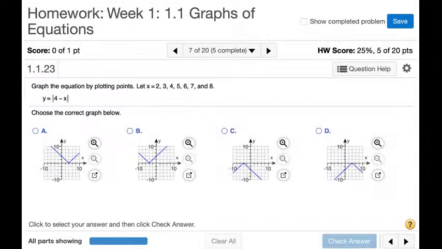Plotting points. Okay, what's going to be the vertex? So when x is 4, right? When x is 4, y should be 0. So it's a V. Let me see. We flip it horizontally, then we move it to the left 4. Let me think about this. I guess actually it's to the right. Yeah, because the left one doesn't make sense. So it should be A. So initially what I did, I considered the transformations.